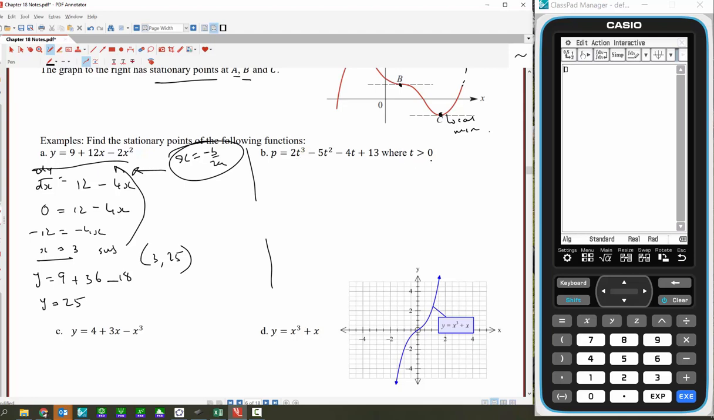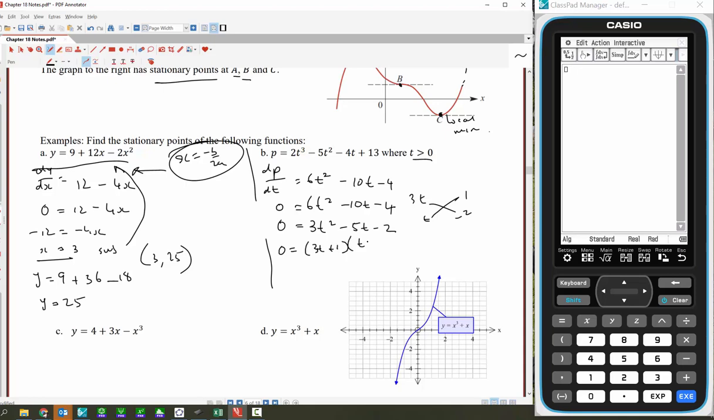Now note that we're going to get the stationary points of this where t is greater than 0. So let's get our derivative, dP/dt equals 6t squared, take away 10t, take away 4. All right, so our derivative function is this. Now we're going to ask the derivative when it has a gradient of 0. Let's make an easier function to factorise by dividing both sides by 2. 3t and t, and what have we got? 2, 1, and negative 6. So 0 equals (3t plus 1)(t take 2). t is equal to negative 1/3, t is equal to 2, but t greater than 0, therefore t is equal to 2.